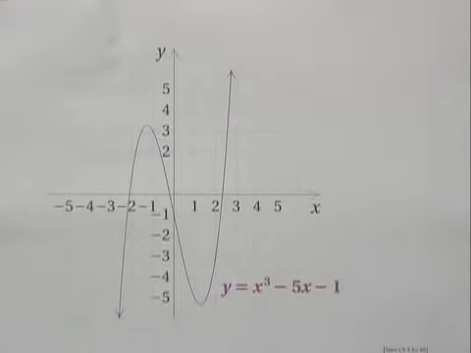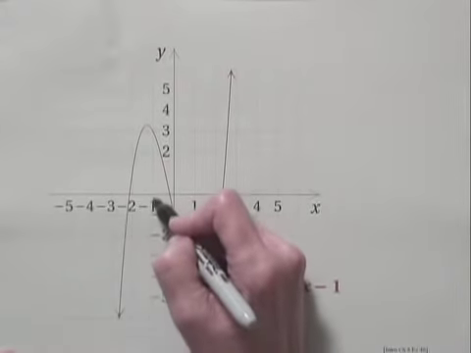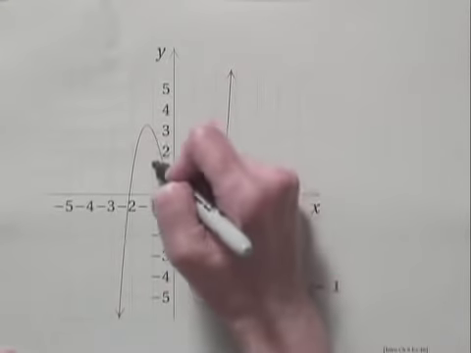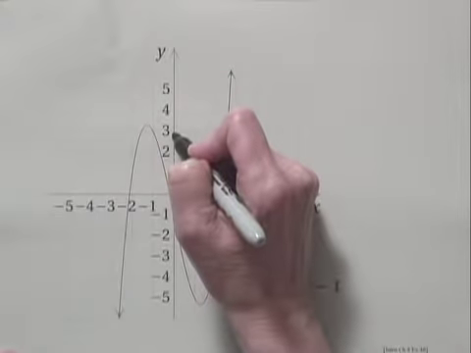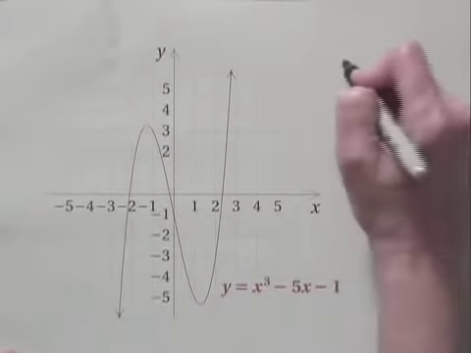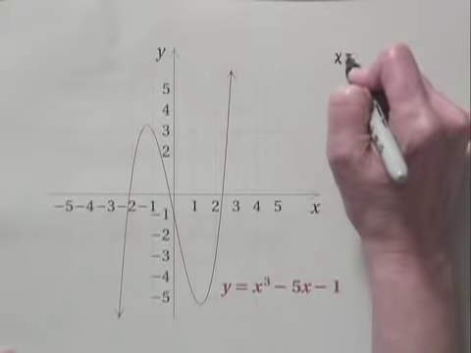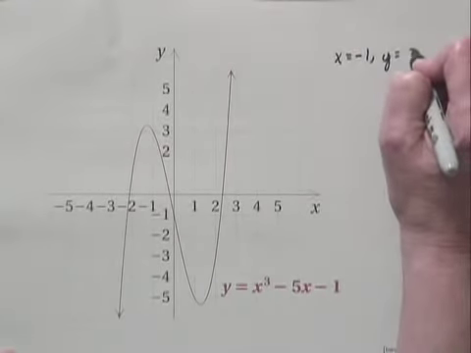Now first we're asked to find the value of y when x is negative 1. We will locate negative 1 on the x-axis, right here. We'll move up to the graph and then across to the y-axis to see where we are on the y-axis. And we are at 3. So when x is negative 1, we see that y is equal to 3.